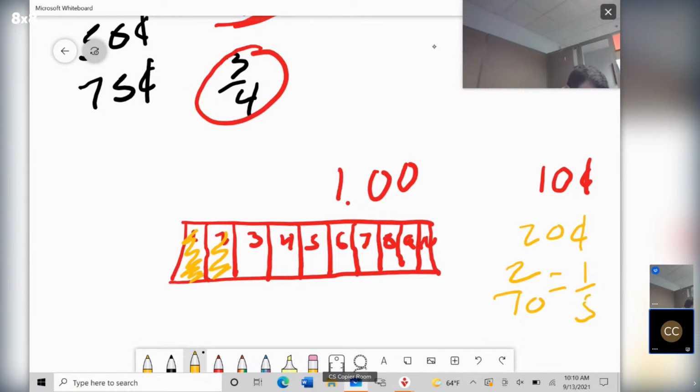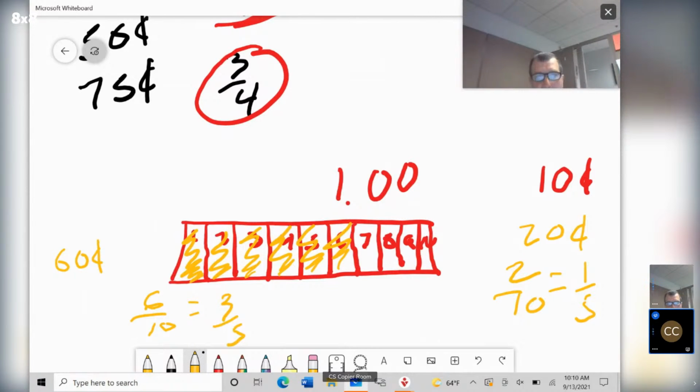And then even if we have, say, 6 dimes, so 60 cents, that would be 6 of these. Well, 3, 4, 5, 6. That would be 6 over 10, or if you reduce it, you have 3/5 of a dollar. And if we have 9 dimes, you're going to have 9 out of 10.